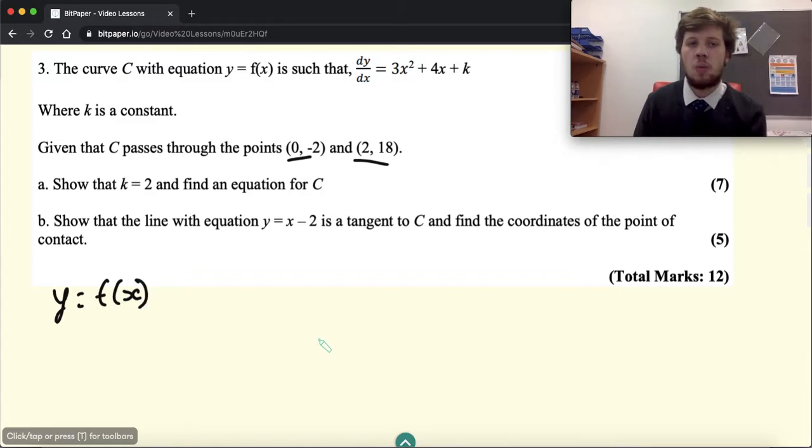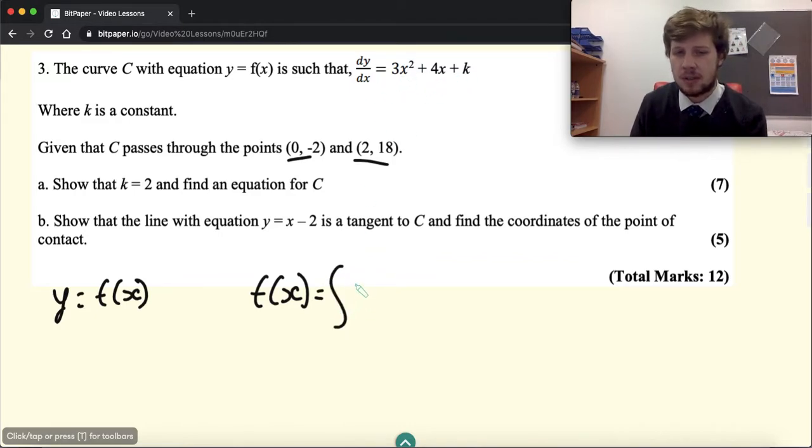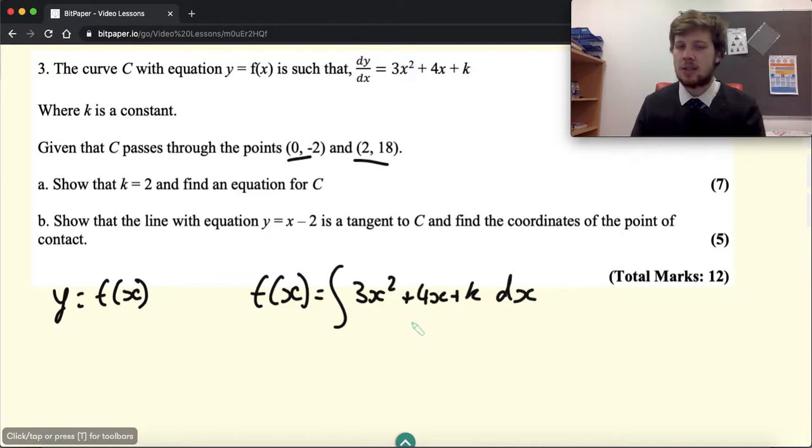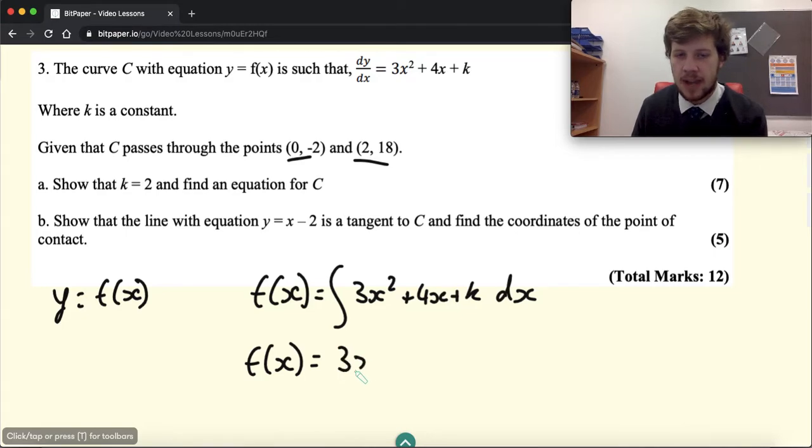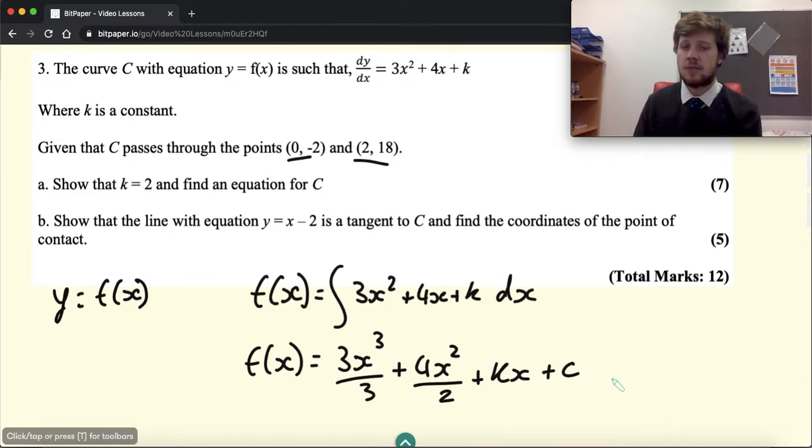So I know that I've got some y equals f of x. So therefore, my function of x is going to be equal to the integral of, well, whatever this derivative is. So the derivative is 3x squared plus 4x plus k. So if I integrate this, I will get some function of x. So therefore, my f of x is going to be equal to integrating, well, add 1 to the power, divide by the new power. 4x, add 1 to the power, divide by the new power. Kx plus c, because it is a constant of integration. I haven't got any definite integrals, so therefore I must have a plus c.